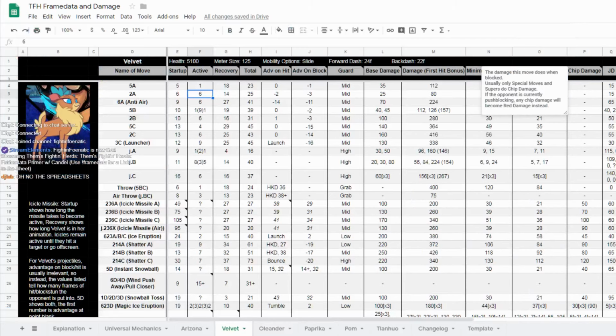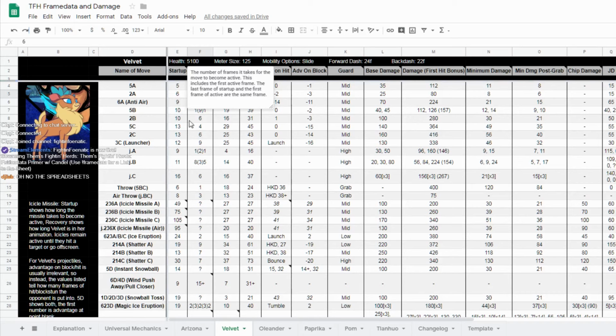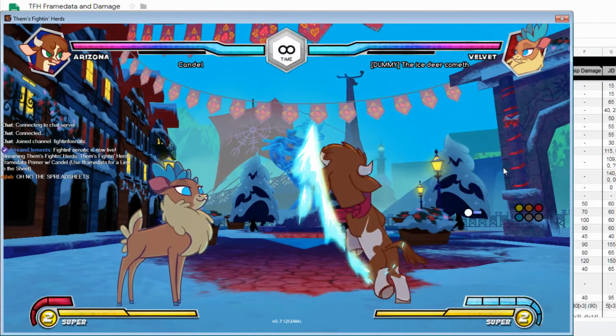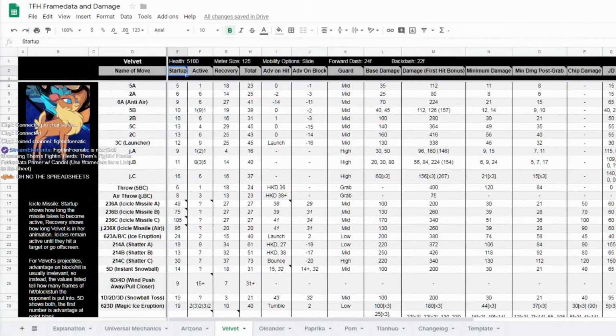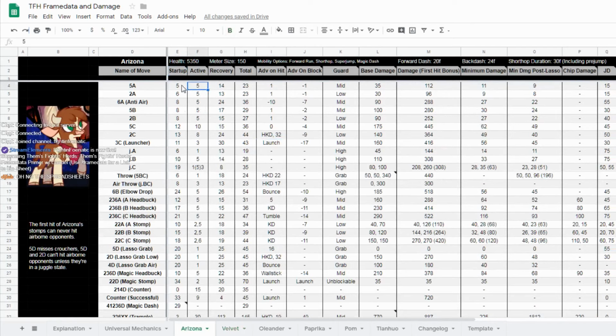You have your startup, the active frames, and the recovery. Startup is how long it takes for the attack to actually come out. But I should explain how time is measured in fighting games. All of these numbers are measurements of time. They're how many frames there are, and a frame is 1/60th of a second. Fighting games run at 60 frames per second at all times, pretty much. There are very few that don't. Them's Fighting Herds does run at 60 frames per second. So when you see 5, that means it's 5 frames.